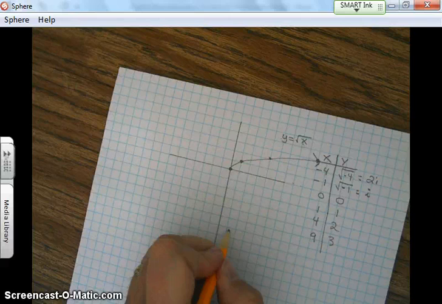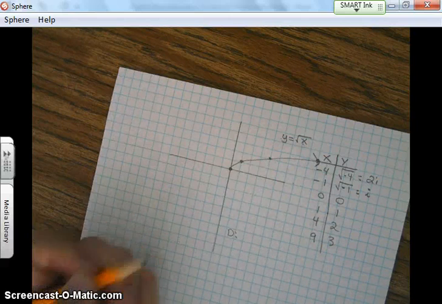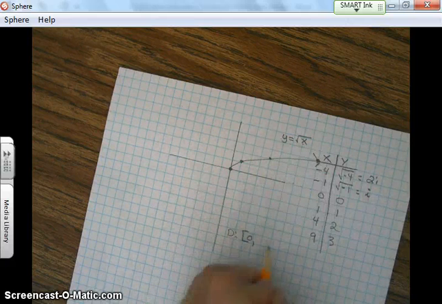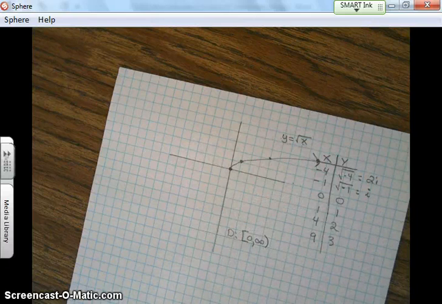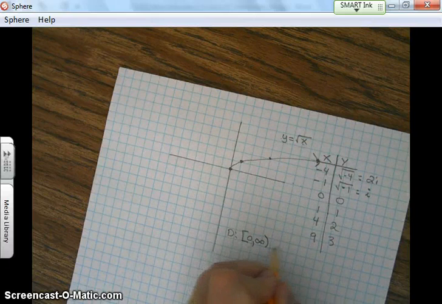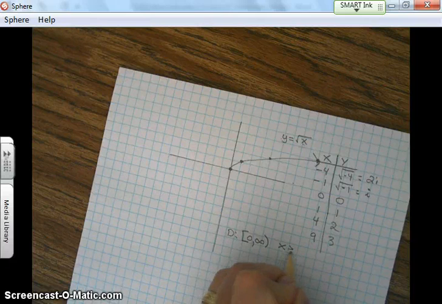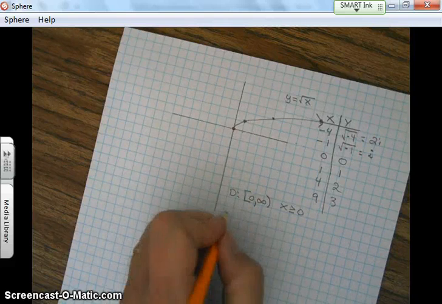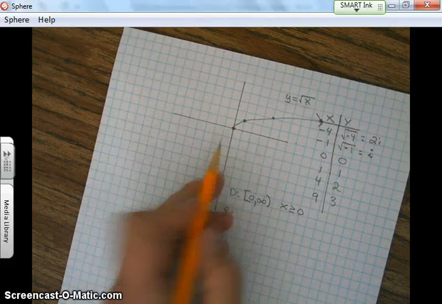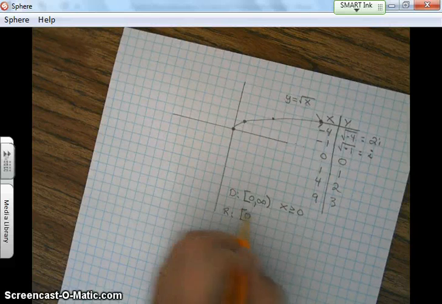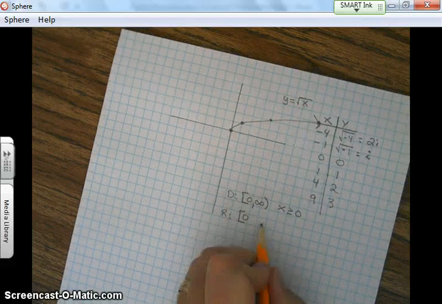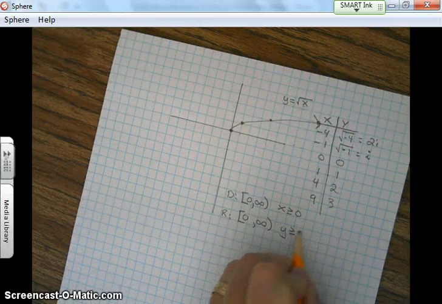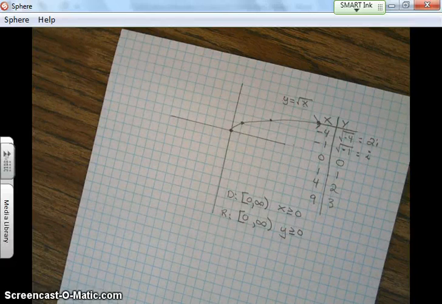So then our domain for this function is going to be from 0 to infinity. Or another way of writing this is x is greater than or equal to 0. That would work as well. The range, so the lowest point is 0, and it's going up infinitely. Or we could say y is greater than or equal to 0. That would work as well.